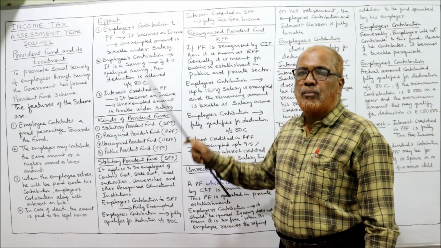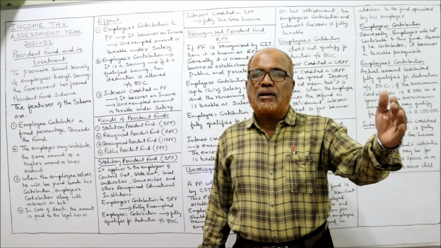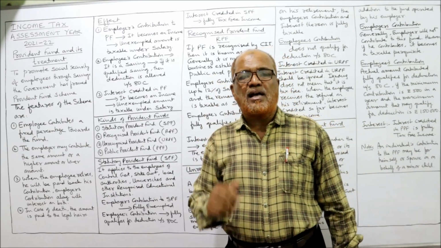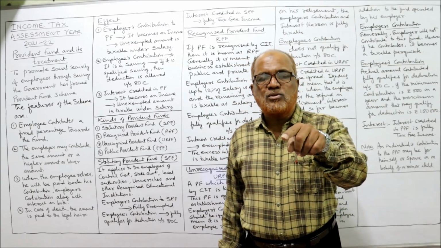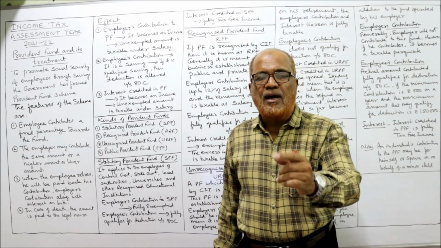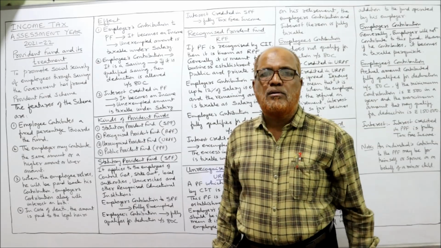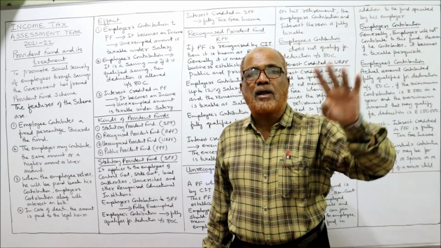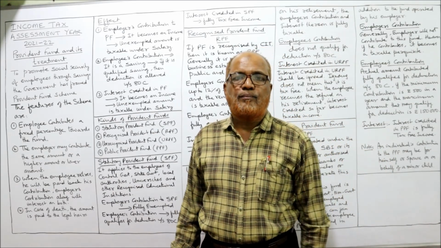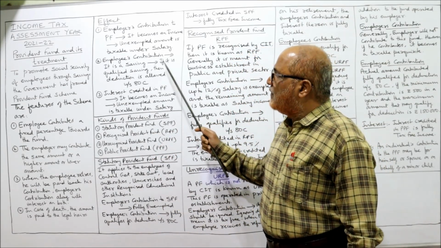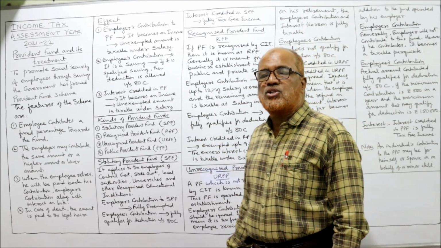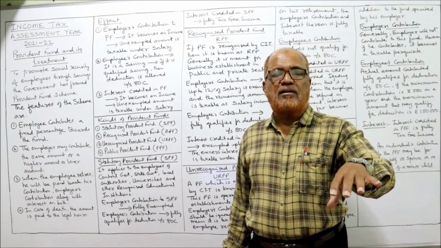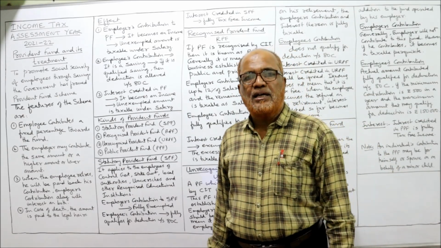Then the employee's contribution. When the employee contributes from his salary, it is a saving. Suppose your monthly salary is 50,000, but out of 50,000 the employer is deducting 5,000 and paying you only 45,000. So what about the remaining 5,000? The employer is depositing it in your account. So it is your savings. If it is a qualified saving, the deduction is allowed under section 80C.